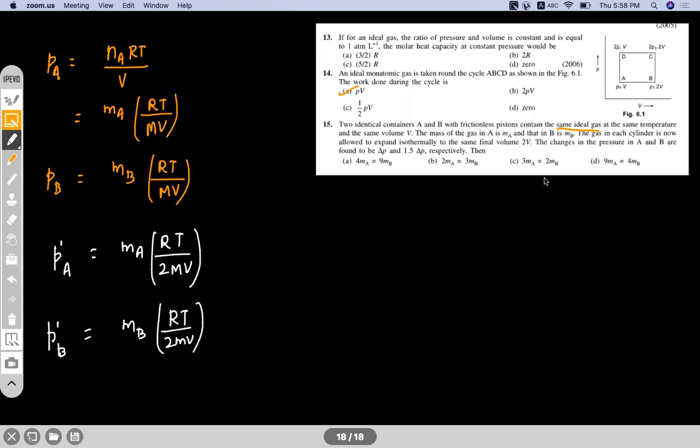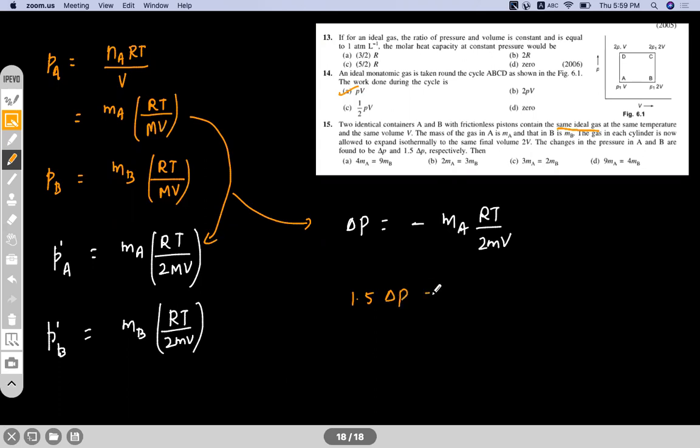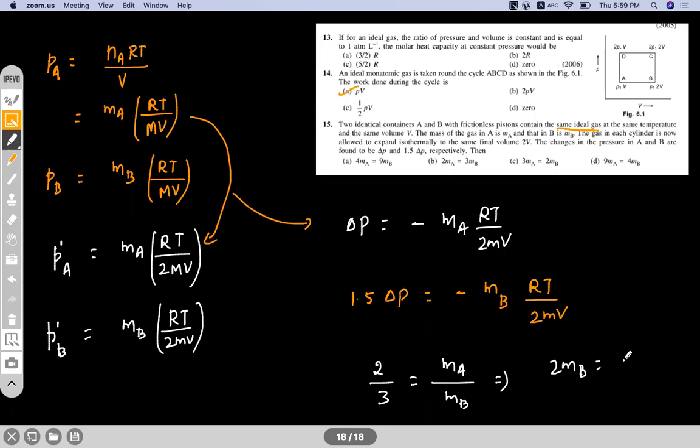Now, the last line, the change in pressure in A and B are found to be delta P. So in A, we have delta P, and delta P is this minus this, so it would be minus MA RT by 2MV. You subtract these two, you'll get this. Similarly, for B, it would be 1.5 times delta P, and that would be minus MB RT by 2MV. Can we take the ratio of the two? This entire thing will get cancelled. So we'll have 2 by 3 is equals to MA by MB, which is nothing but 2MB is equals to 3MA.